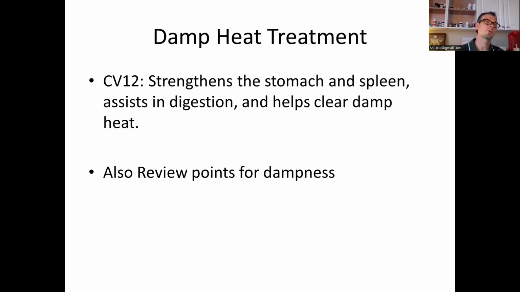CV12 is another point that's trying to strengthen the spleen and the digestive system. Also, review points for dampness that we talked about prior. They're going to be helpful with this damp heat.